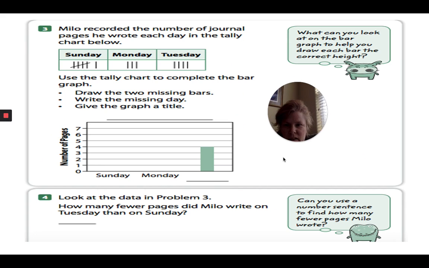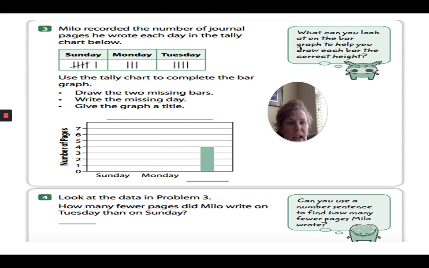How cool is that? All right, this is number 3. Milo recorded the number of journal pages he wrote each day in the tally chart below. So he's writing in his journal, and these are the pages. Sunday he wrote 6, Monday 3, Tuesday 4. And then here you're going to make your chart. Write your chart name up here. Look up here. Milo recorded the number of journal pages he wrote each day. So what do you think you should name this? Maybe journal pages. That would be a good name for it.